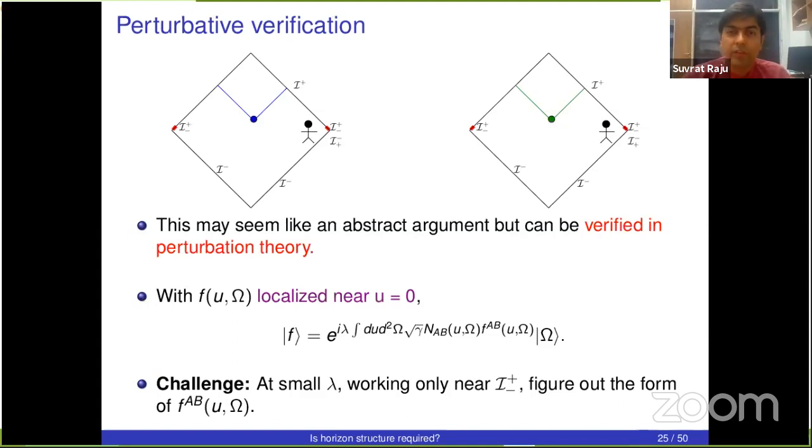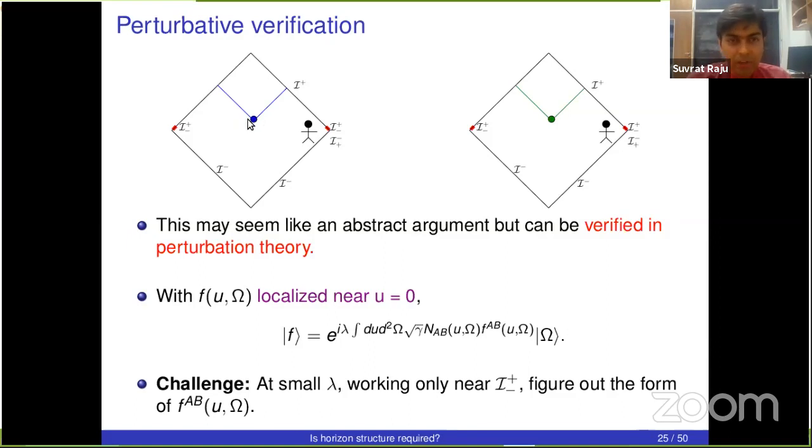So thank you for those questions. Let me now try and say a little bit about perturbative verification. As I said, the challenge is as follows. You're this little astrophysicist, this is my stick art figure, this little person who lives here. The person lives near the past boundary of future null infinity. And the challenge you have is as follows.